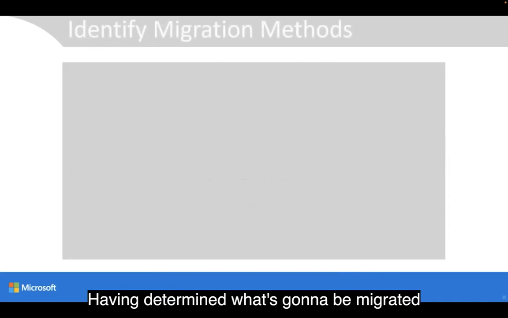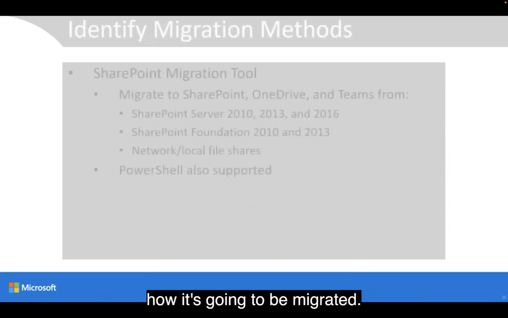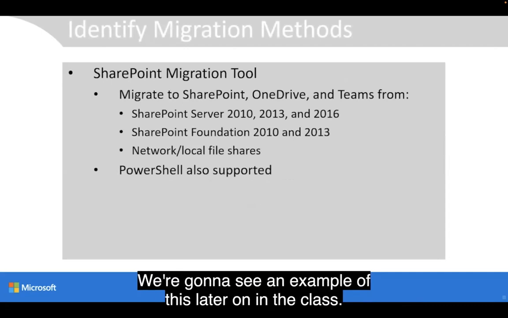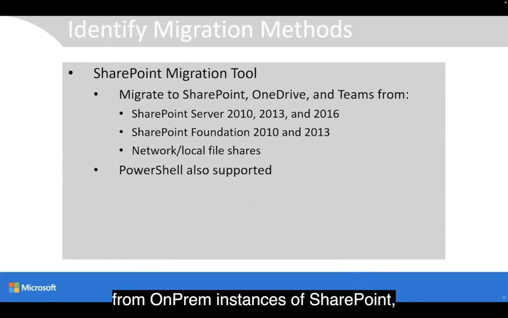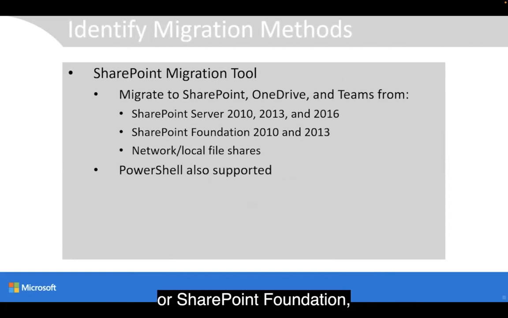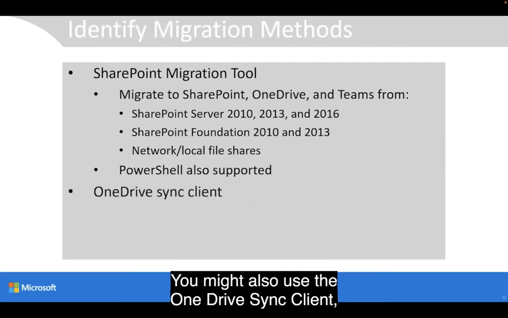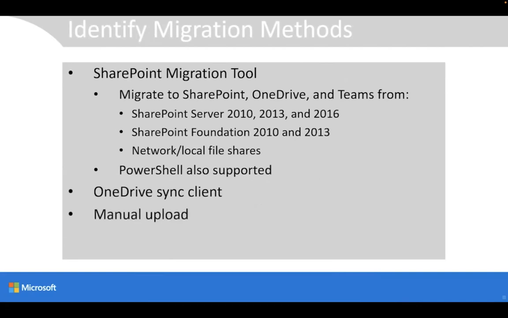Having determined what's going to be migrated, of course, you have to figure out how it's going to be migrated. One tool you might use is the SharePoint migration tool. We're going to see an example of this later on in the class. It allows for migration to SharePoint, OneDrive, and Teams from on-prem instances of SharePoint or SharePoint Foundation, or from network or local file shares. You can also use PowerShell to drive the SharePoint migration tool. You might also use the OneDrive Sync client, or of course, manual upload.